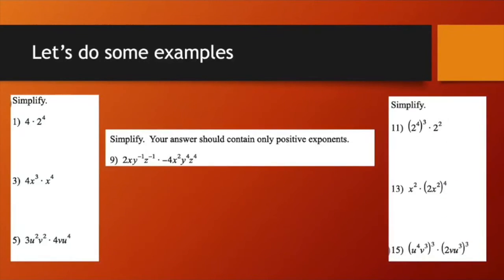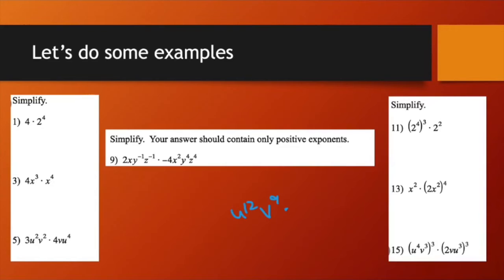Let's do number 15. We will have to distribute the cubed here first. We're going to give it to everything. So we'll give it to the u to the 4 and here. So we'll multiply, u to the 12 and v to the 9.